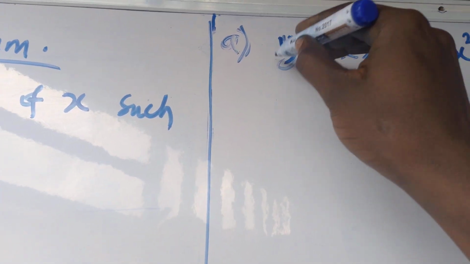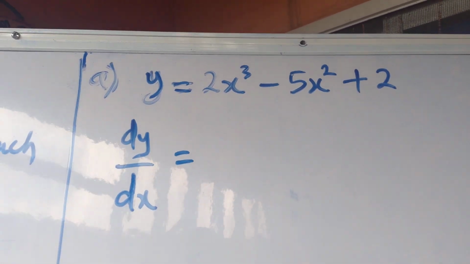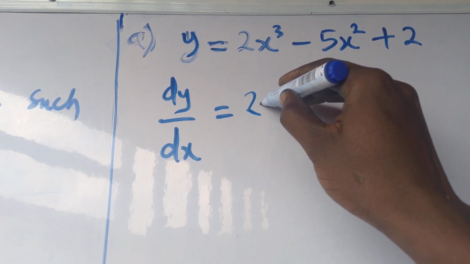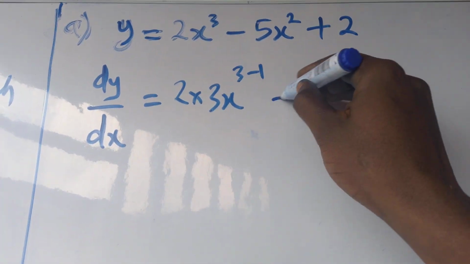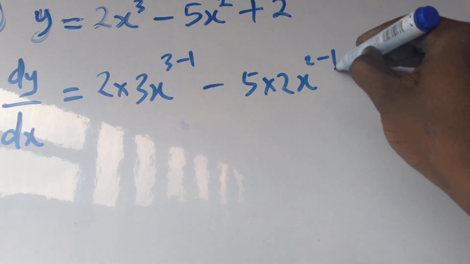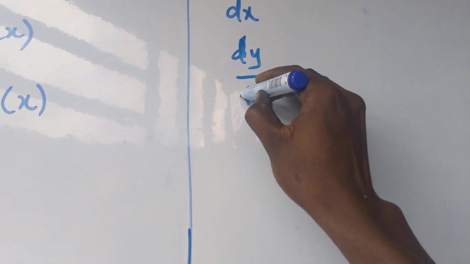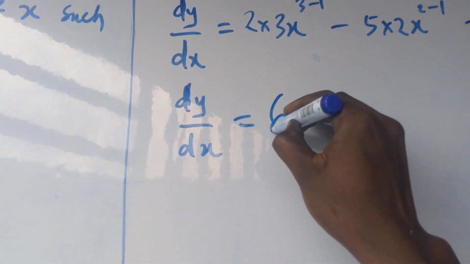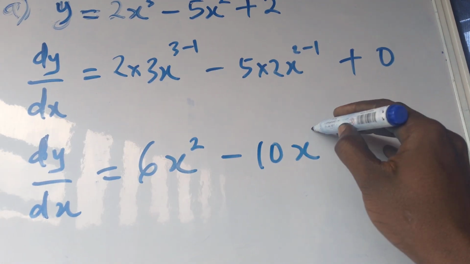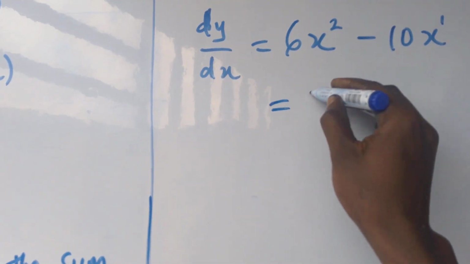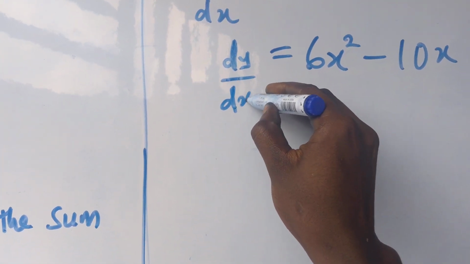It means that dy dx here will be 2 times 3x raised to power 3 minus 1, minus 5 times 2x raised to power 2 minus 1. Differentiating a constant is 0. So that dy dx now will be 2 times 3 is 6, x raised to power 3 minus 1 is 2, 5 times 2 is 10, that is 10x raised to power 1. This will give me 6x squared minus 10x. This is dy dx.